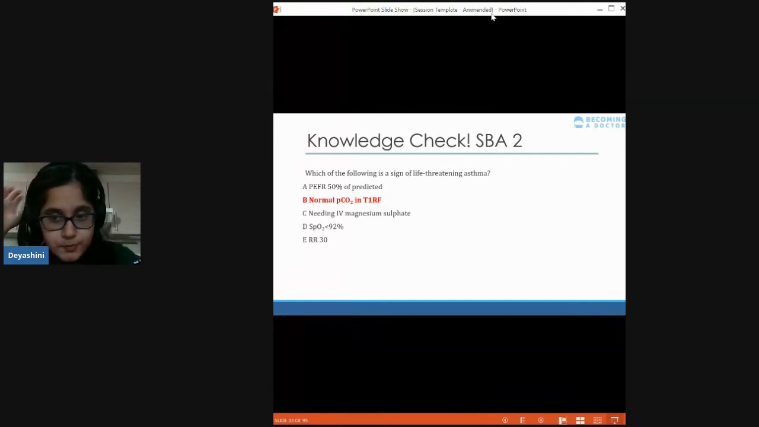So exactly, normal PCO2 in type 1 respiratory failure means that they're starting to tire. That's exactly what I was getting at. So we talked about poor respiratory effort as part of the life-threatening, and a normal PCO2 is usually an indicator, because if you're hyperventilating, you're blowing off more CO2, so you'd expect PCO2 to be low.